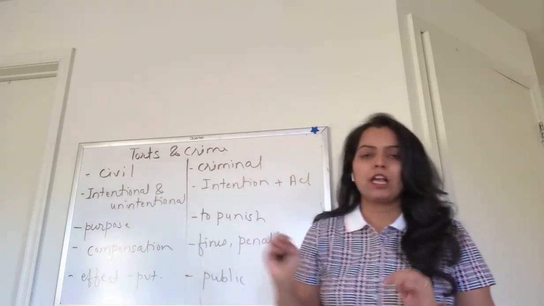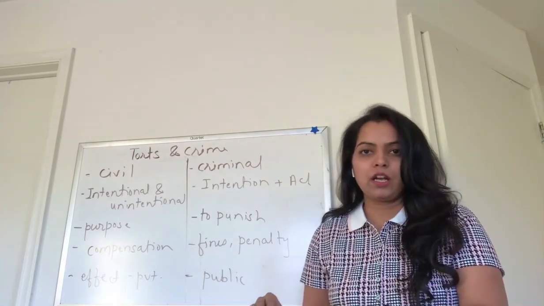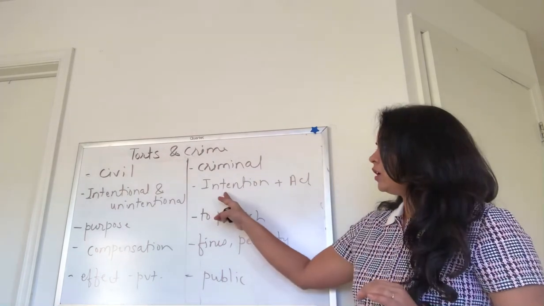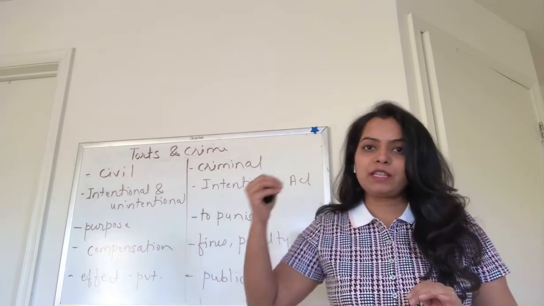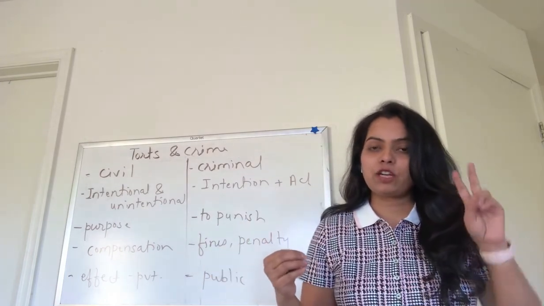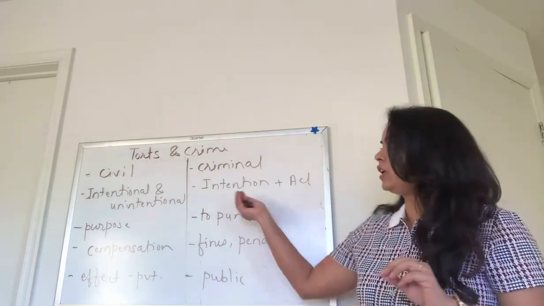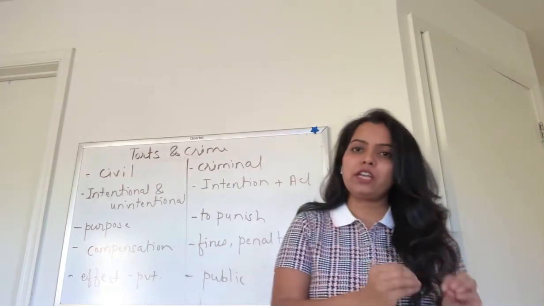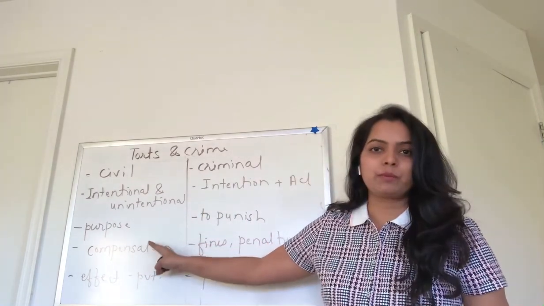Second thing, tort can be intentional and unintentional, but crime is always intentional. Intention plus act. Actus reus plus mens rea, both are essential for commission of a crime. So intention is a necessity in case of crime, but in case of torts, a tort can be intentional or unintentional.